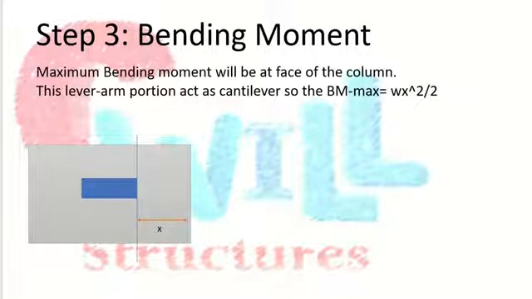To determine the maximum bending moment, we can determine our maximum bending moment at the face of the column. Okay, so you can see the distance x, which is considered as a cantilever, or we can say the lever arm portion which acts as a cantilever. Okay, and the maximum bending moment for the cantilever is WL square by 2. My length here is x, so it will be Wx square by 2.